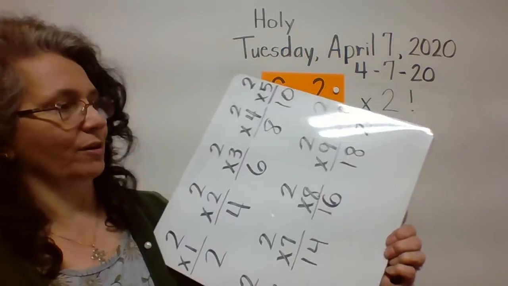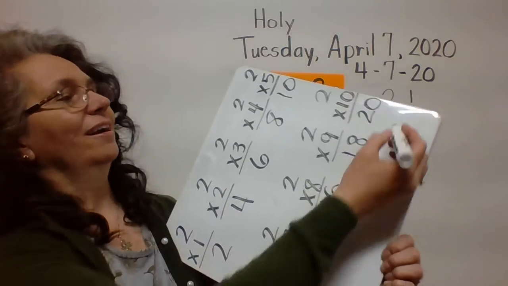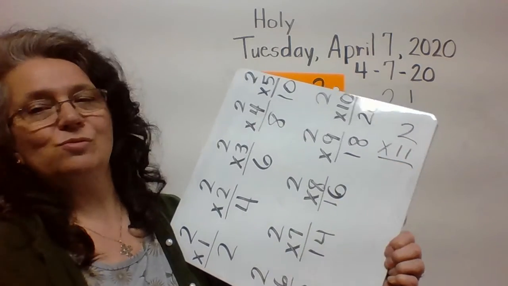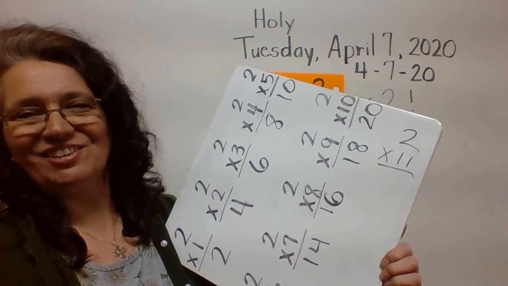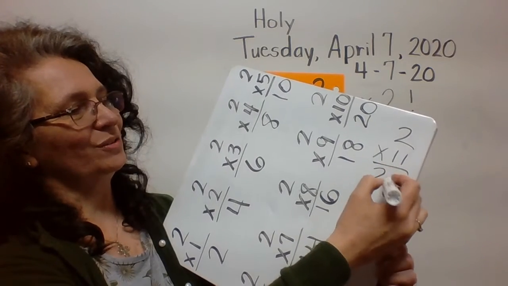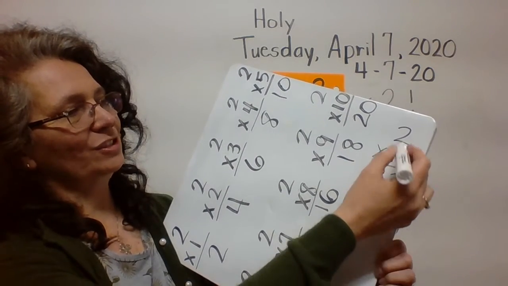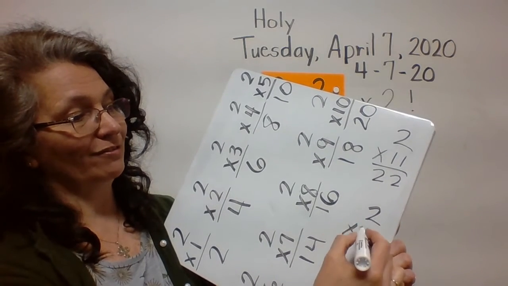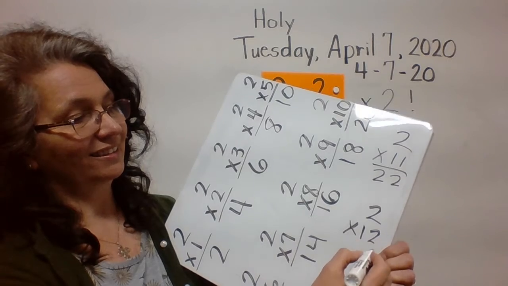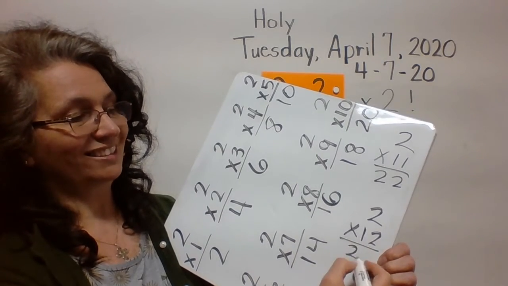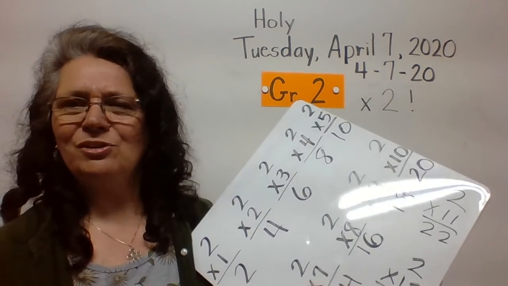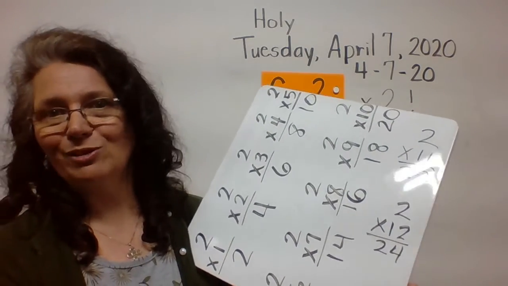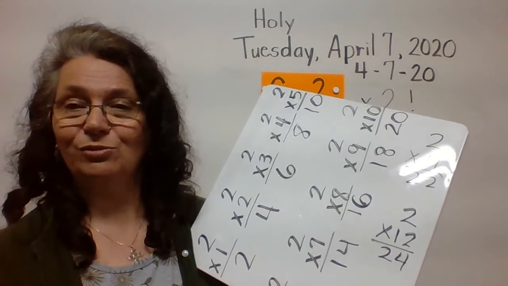I'm going to flip my board and challenge you with two more. Can you do 2 times 11? Ooh, I knew that wouldn't stump you guys. 22. 2 times 1 is a 2. Another 2 times 1 is another 2. How about 2 times 12? You got it. 24. I bet you could do even bigger numbers. You could do 2 times 50 or 2 times 25. Just think, what's 25 plus 25?